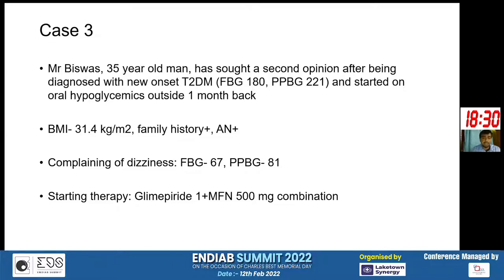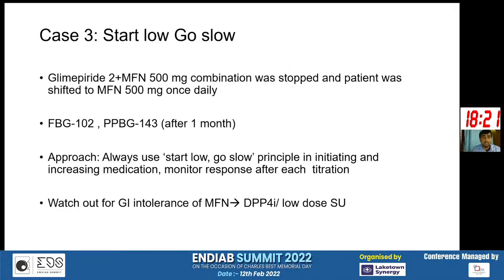Now it is clearly seen that there was no need for sulfonylurea therapy as first-line agent in this patient. So the glimepiride metformin combination was stopped. Patient was shifted to metformin 500 milligram once daily. This is also something that we see day to day. Someone has started in new onset diabetes, someone has started sulfonylurea therapy, but it should not be done. The patient was only shifted to metformin 500 milligram once daily, and after 1 month, his fasting blood glucose was 102, postprandial was 143.